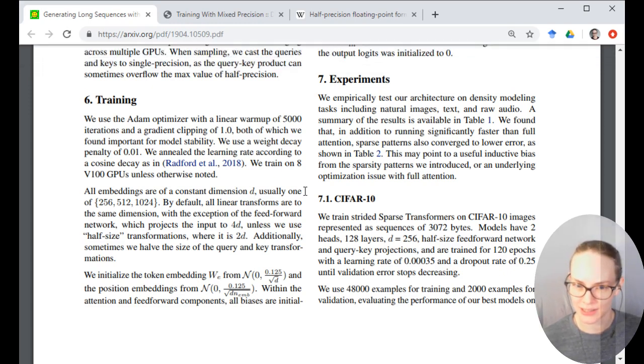All right, let's get into these experiments. We empirically test our architecture on density modeling tasks, including natural images, text, and raw audio. I don't think I've heard the term density modeling before, but I'm assuming that it must mean that it's in multiple dimensions, I guess.